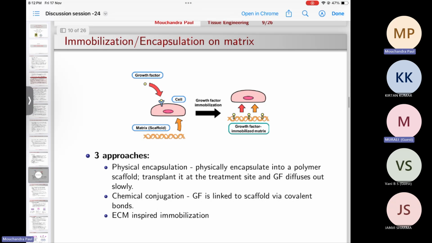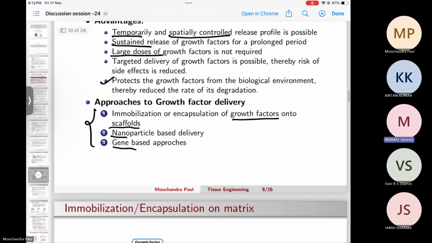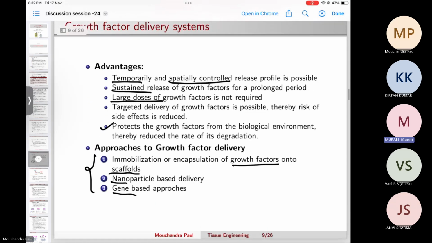Ma'am, in the last slide, there is mentioned temporally and spatially. It means introducing the growth factor from different parts of the body, ma'am.